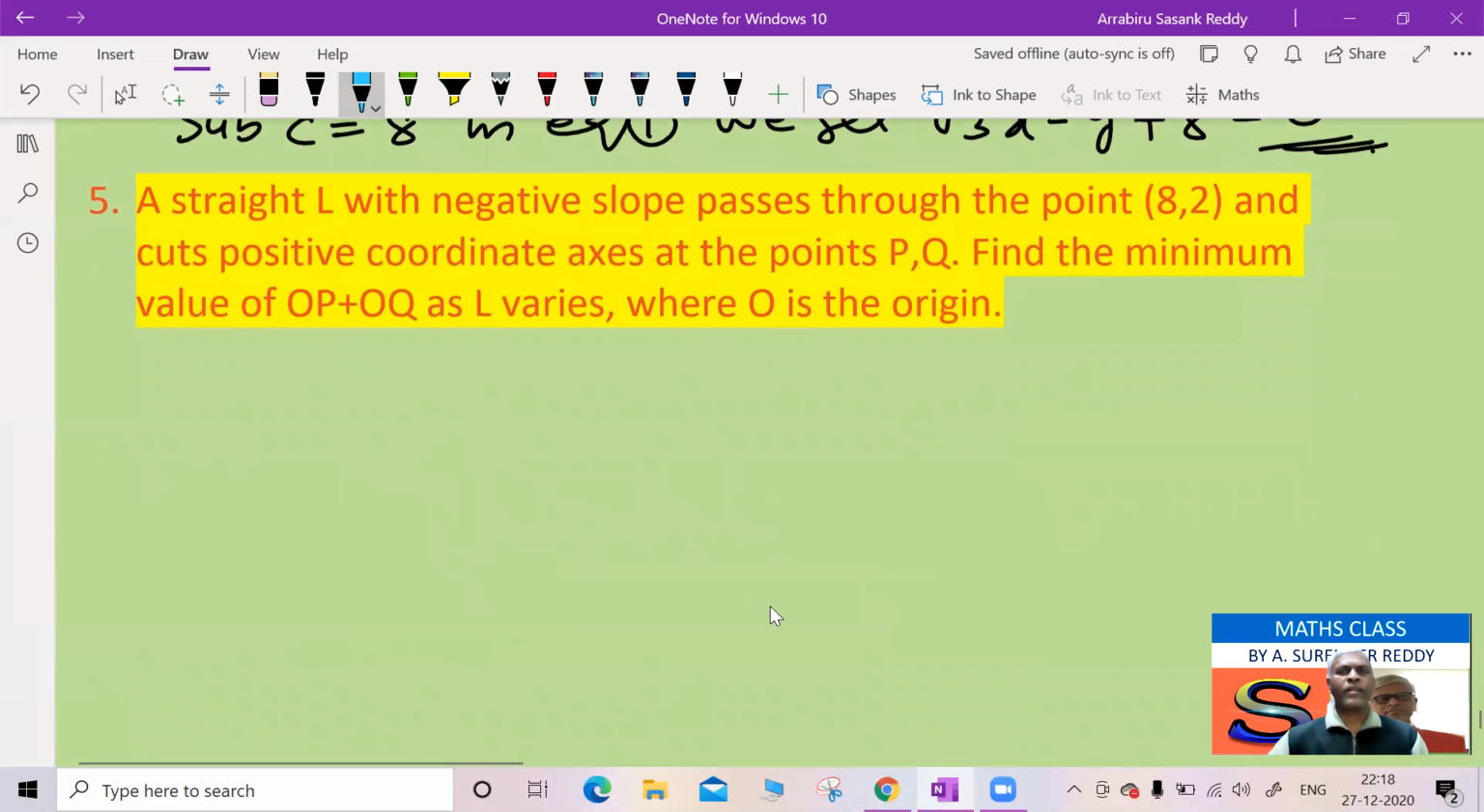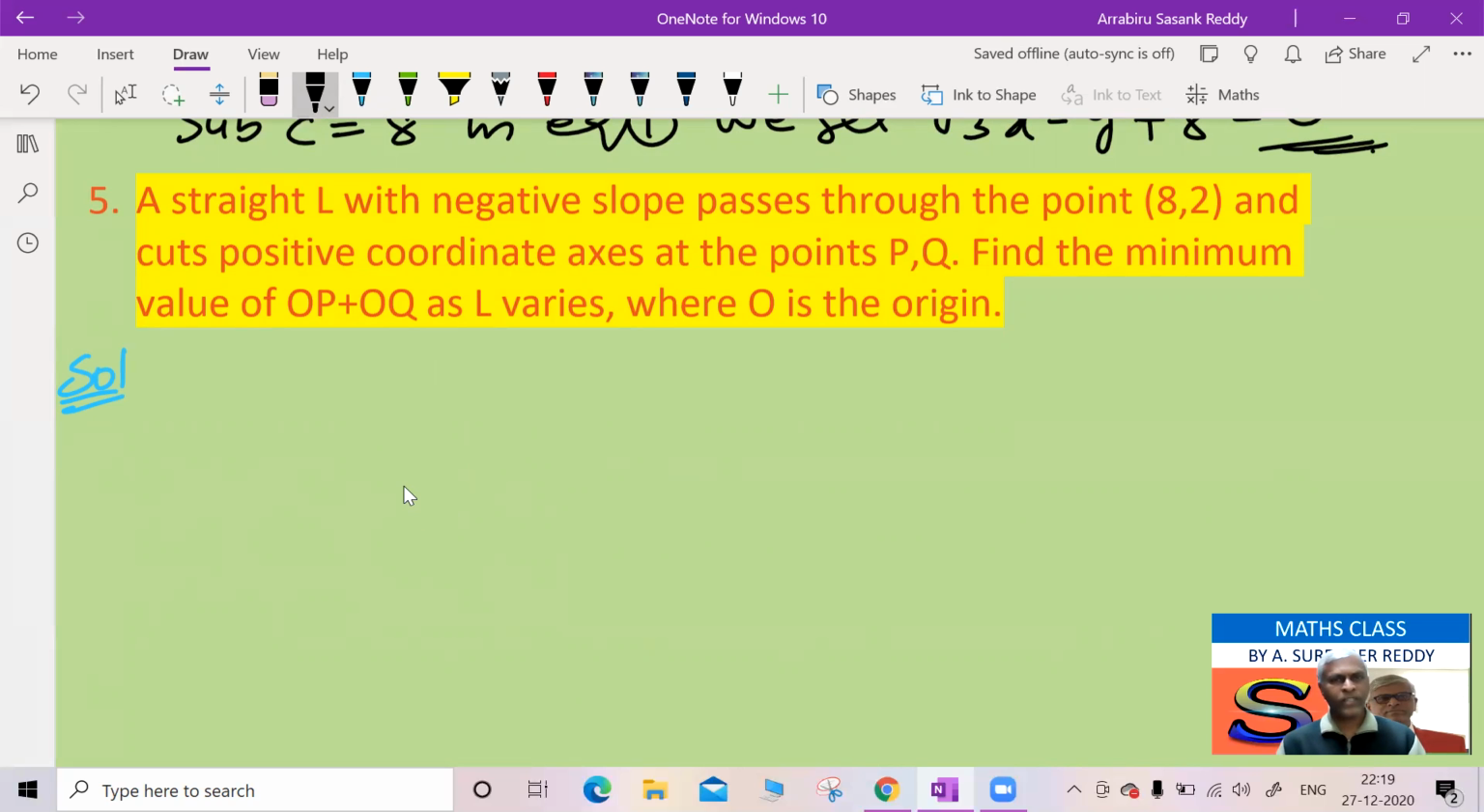Now let us consider one more problem. A straight line L with negative slope passes through the point (8, 2) and cuts the positive coordinate axes at the points P and Q. Find the minimum value of OP plus OQ as L varies, where O is the origin.